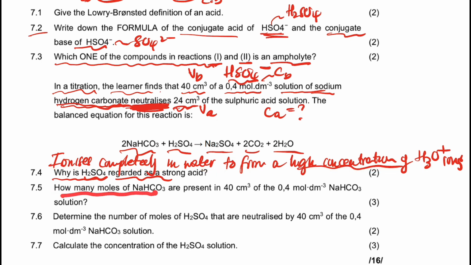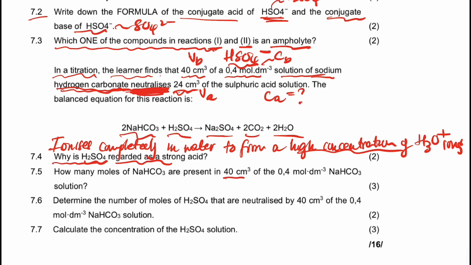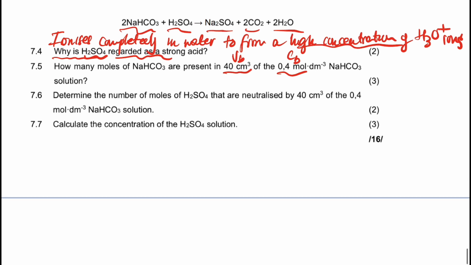7.5, it says how many moles of sodium hydrogen carbonate are present in 40 cm3 of 0.4 mole per dm3. So the number of moles of that, guys, if we're given the volume of this base and the concentration of this base, we wanted the number of moles in 7.5. You're going to say number of moles of the base is equal to C, concentration of the base, times the volume of the base.